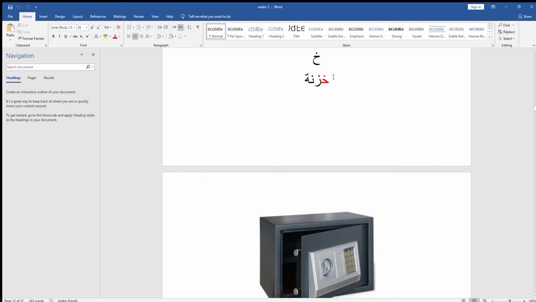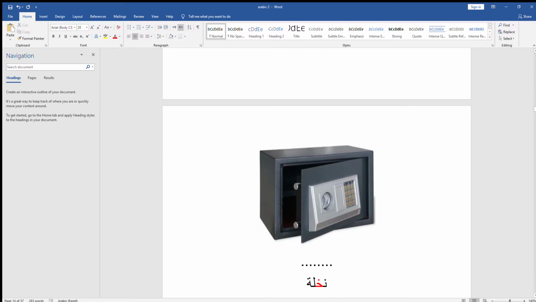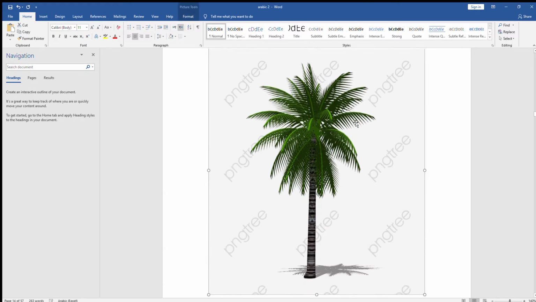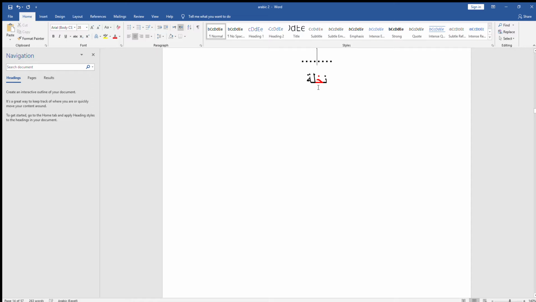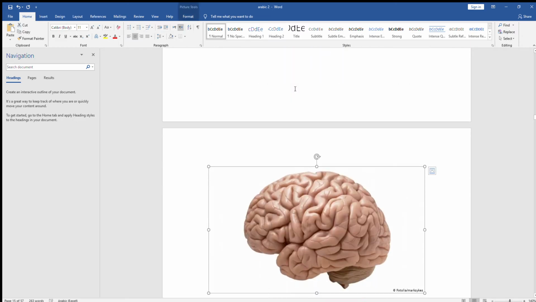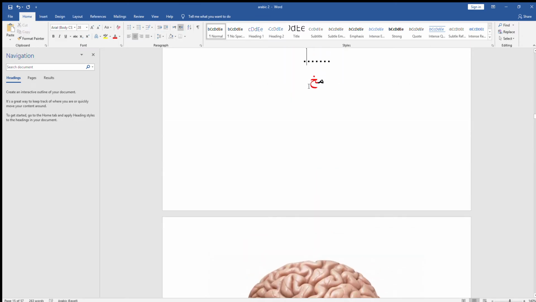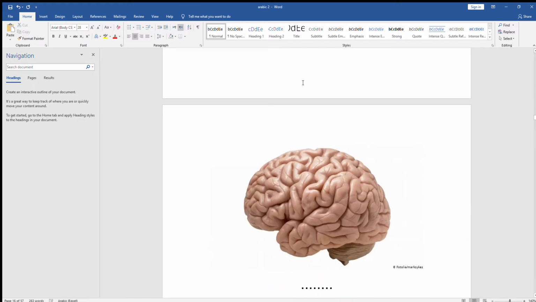خاء at the beginning of the word, like خزانة. This is خزانة. And خاء between two letters, like نخلة. This is نخلة. خاء at the end of the word in this shape, like مخ. This is مخ.